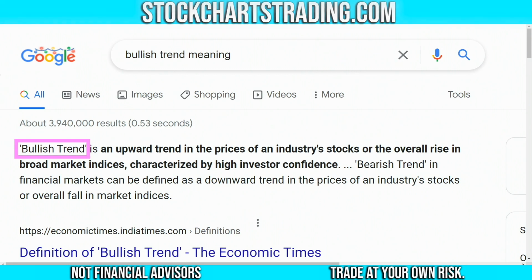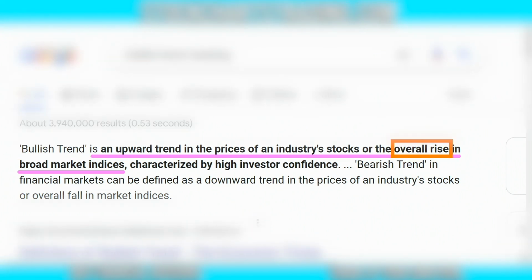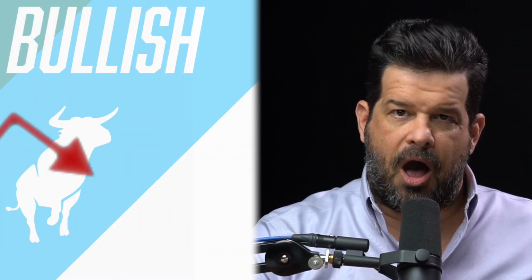To start off, let's get Google's interpretation of bullish trend. It's an upward trend where price of the overall stock rises. And the takeaway from that is when price rises, it's because investors' confidence is rising about the stock, that it's a good quality stock. Keep putting money into it.